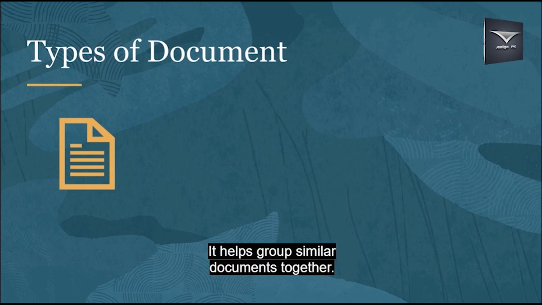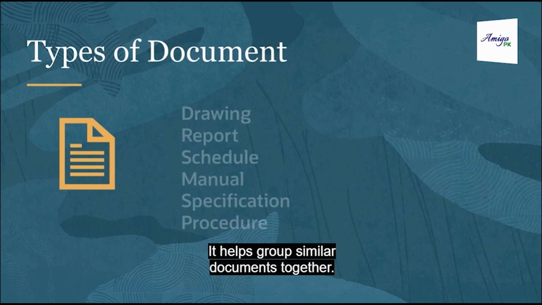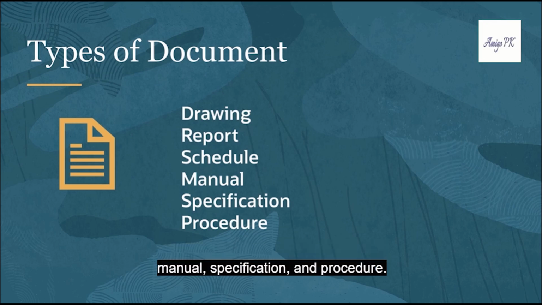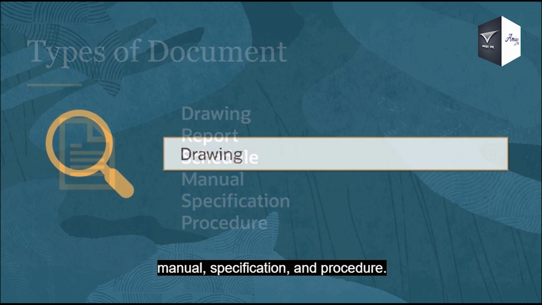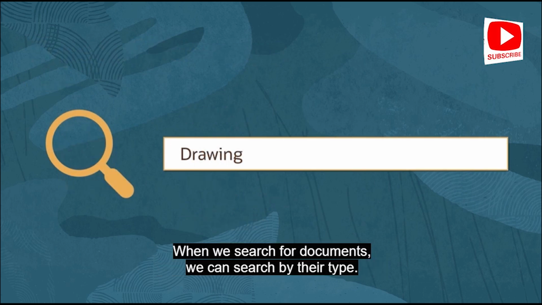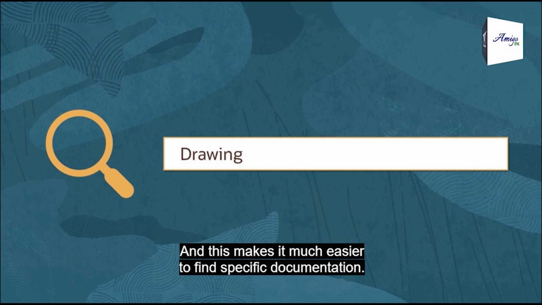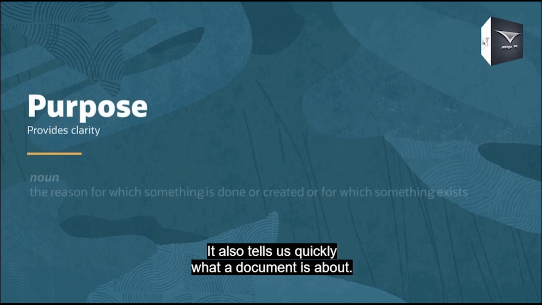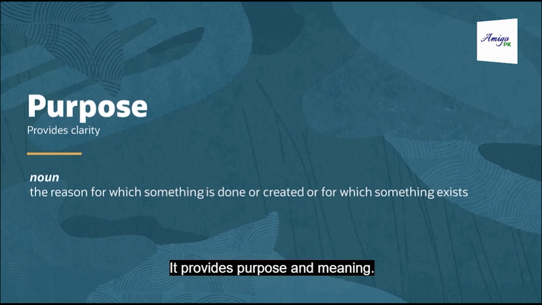It helps group similar documents together. Examples of document types include drawing, report, schedule, manual, specification, and procedure. When we search for documents, we can search by their type, and this makes it much easier to find specific documentation. It also tells us quickly what a document is about. It provides purpose and meaning.